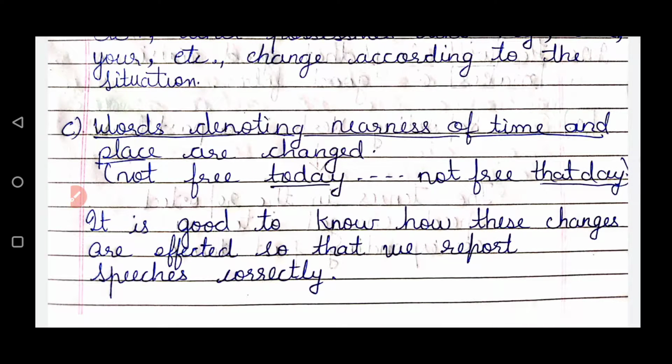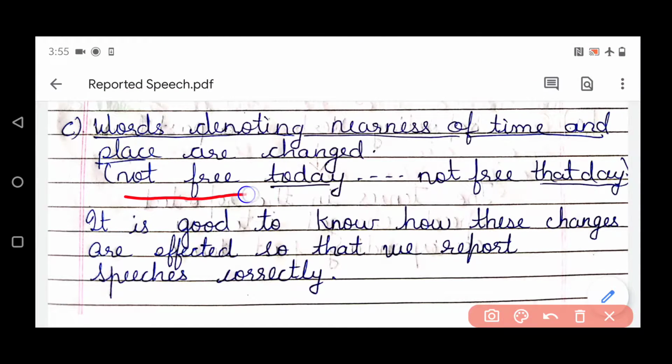Third thing that we have to pay attention to is, while changing a direct speech into indirect speech, words denoting nearness of time. As I said in the above example, we said today. Today became that day, right? You can see over here, "I am not free today." So, not free today has become that day.